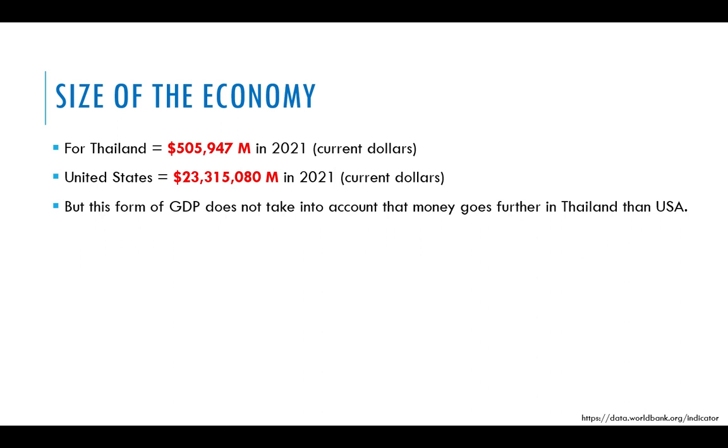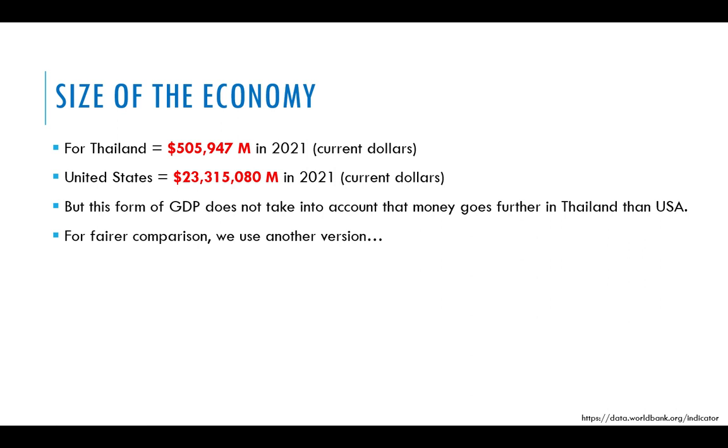But this form of GDP doesn't take into account that money goes further in Thailand than in the United States. Well, how do we make it fair? Because if you want to go get a nice hotel room in the United States, it might cost you $150, but you can get that same quality of hotel room in Thailand and it may only be $40. So how do we account for the fact that it's not really a fair comparison because US prices are so much higher than Thailand prices? So what do we do to make that a fair comparison?